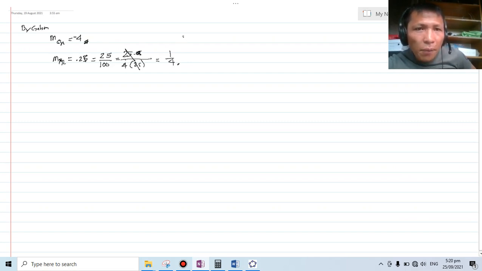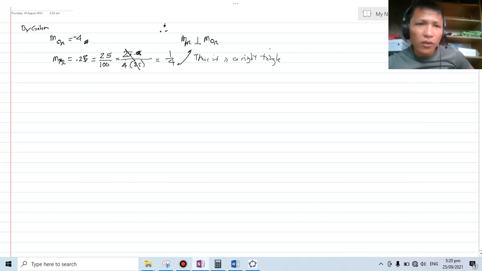So I found that positive 1/4 and negative 4 are slopes of perpendicular lines. Since the slope of PR is perpendicular to the slope of QR, therefore PR is perpendicular to QR, thus it is a right triangle. Isn't that easy, using an app?